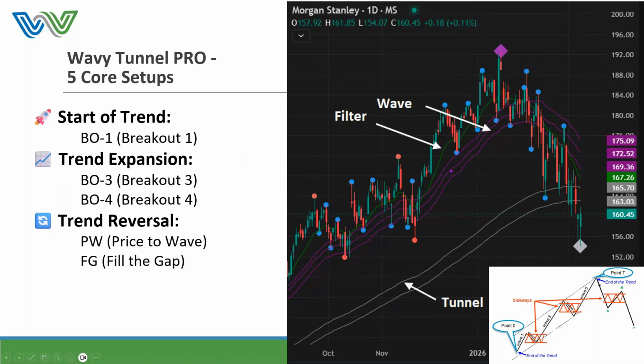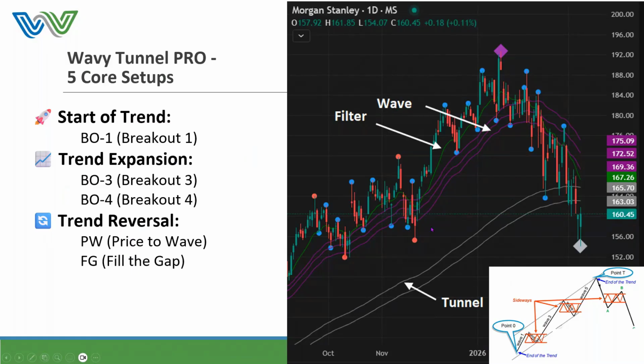So what are these moving averages? You can put them on your charts right away. The filter is the 12 EMA. The wave is the 34 EMA on the high, low, and close. And these are all Fibonacci averages. And the tunnel is the 144 and the 169, all from the Fibonacci sequence.